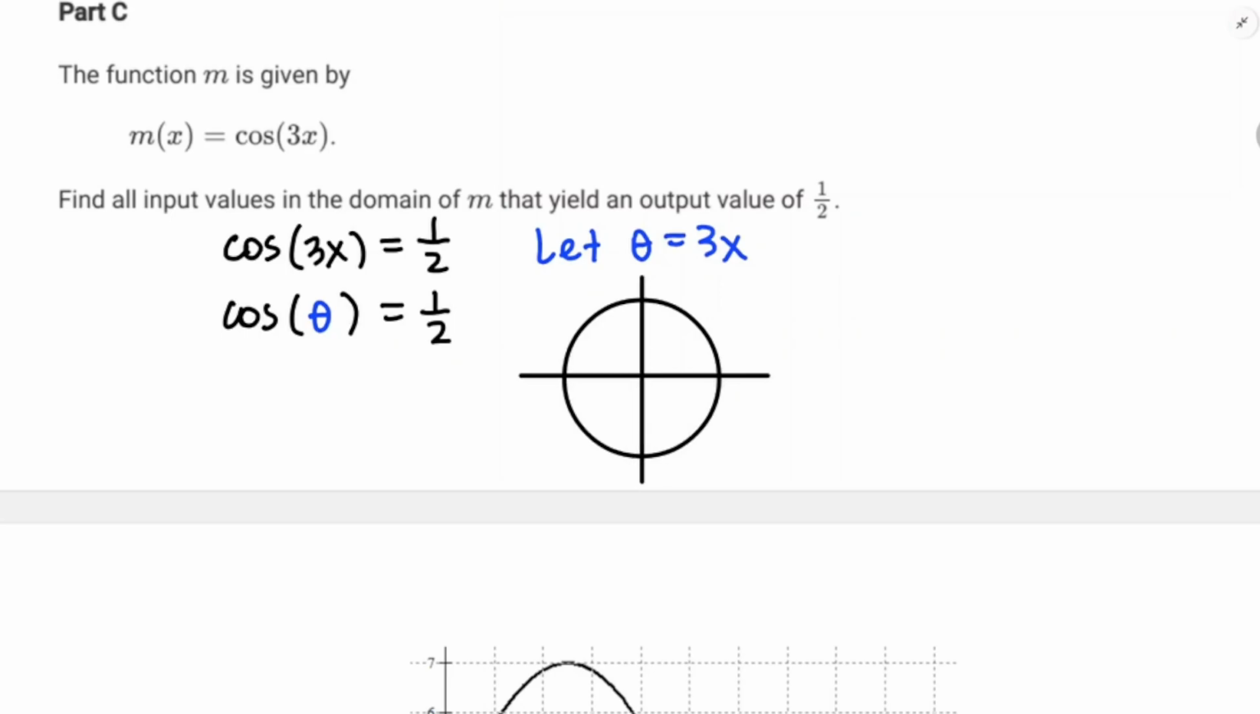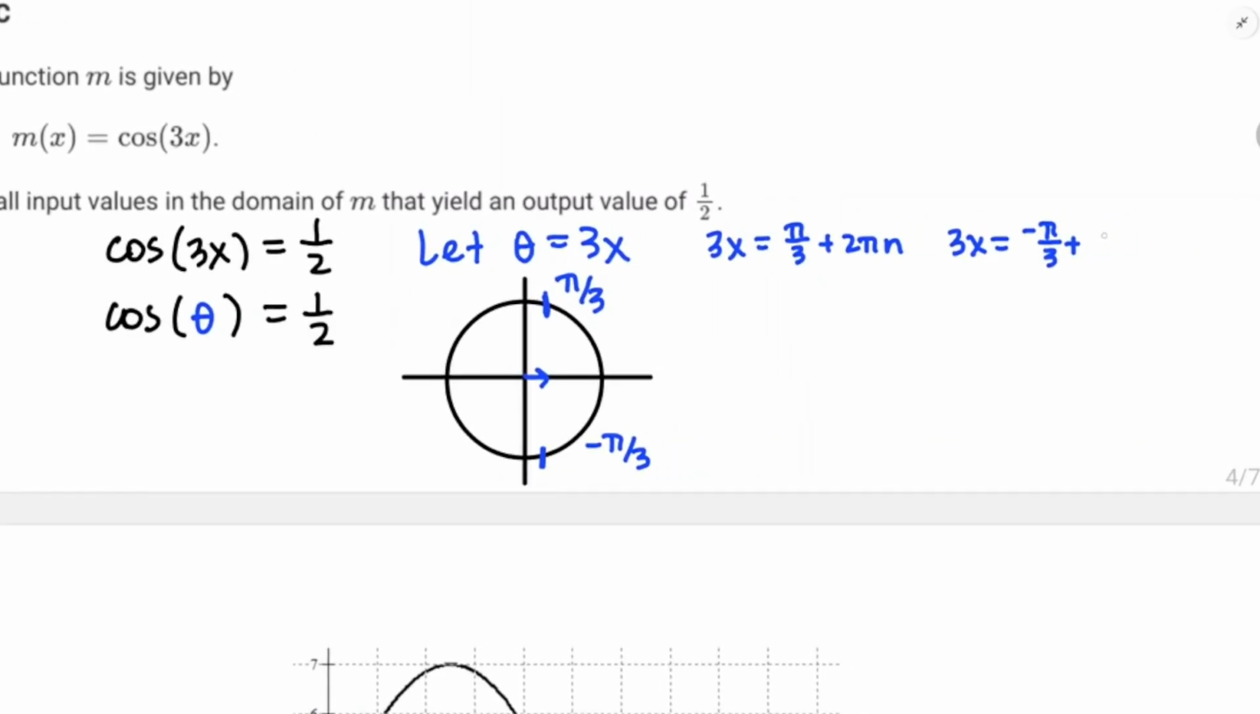Okay, so cosine equals positive 1 half. That would be the first stops after 0. So it'll be up here at what looks like pi over 3 and negative pi over 3. You could call it 5 pi over 3 if you want, but to me it looks more like negative pi over 3. So those are the values of theta that make cosine theta equal to 1 half, but theta equals 3x. So 3x is either equal to pi over 3 or any angle coterminal to pi over 3, or maybe 3x is equal to negative pi over 3 or any angle coterminal to negative pi over 3. So 2 pi n, where n is some integer.